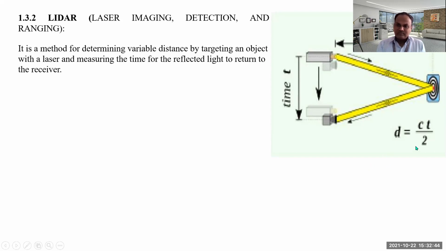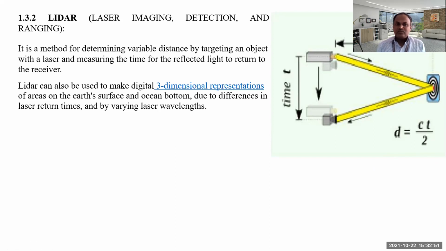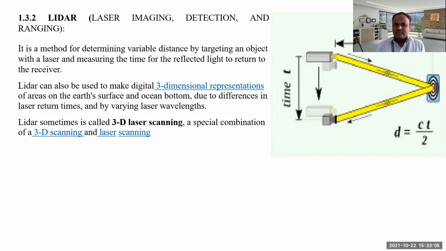So the formula here has been given. The distance is equal to C into T divided by 2. LIDAR can also be used to make a digital three-dimensional representation of areas on the Earth's surface and ocean bottom due to differences in the laser return times and by varying laser wavelengths. LIDAR is sometimes called 3D laser scanning, a special combination of 3D scanning and laser scanning.